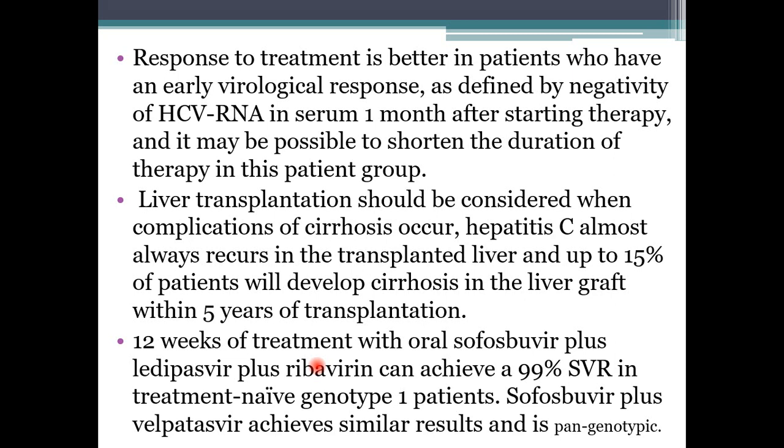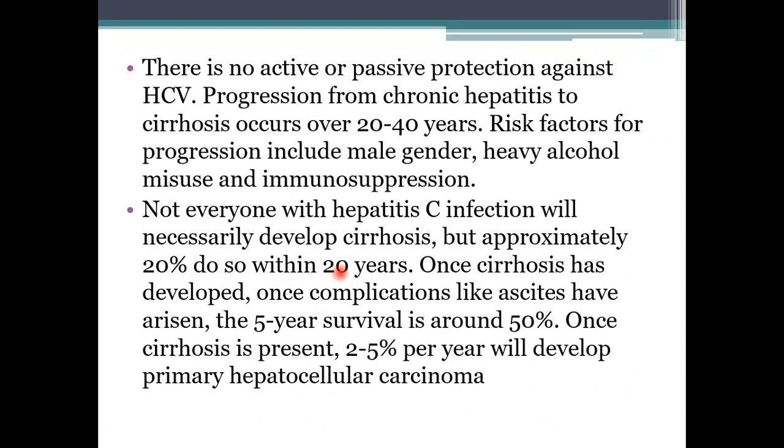Other options of treatment for patients with chronic liver disease type C: liver transplantation should be considered when complications of cirrhosis occur. يعني صار عندنا portal hypertension, صار عندنا variceal bleeding مثلا، هنا نفكر بالliver transplantation. لكن keeping in mind that hepatitis C almost always recurs in the transplanted liver, and up to 50% of patients will develop cirrhosis in the liver graft within 5 years of transplantation. إذا يصير عندهم recurrence ويصير عندهم أيضا liver cirrhosis.